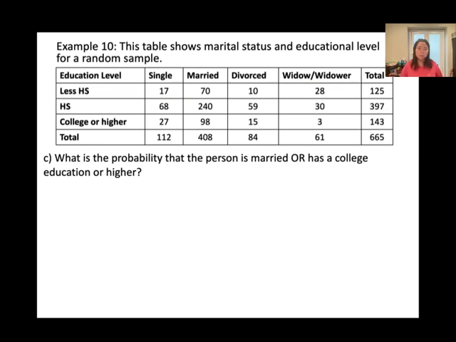Okay, C. What is the probability that the person is married or has a college education or higher? So when you see the or, that's the two events. You need to think about it, are the events mutually exclusive or not mutually exclusive? It will be easier when you have the table. So I will just circle it. Circle the married. Has a college education or higher, so I'm going to circle this one. Do they have an intersection? Yes, right? They have the intersection. So will it be mutually exclusive or not mutually exclusive? That will be not mutually exclusive because they do have an intersection.